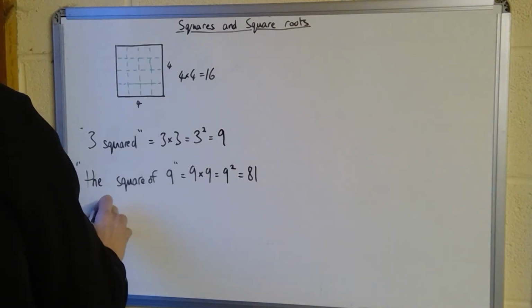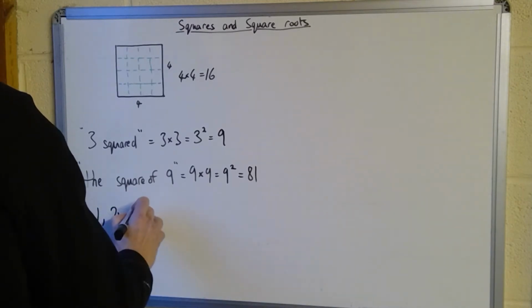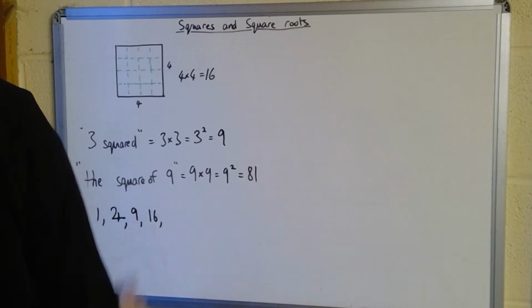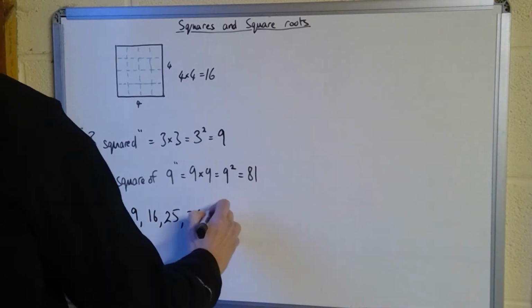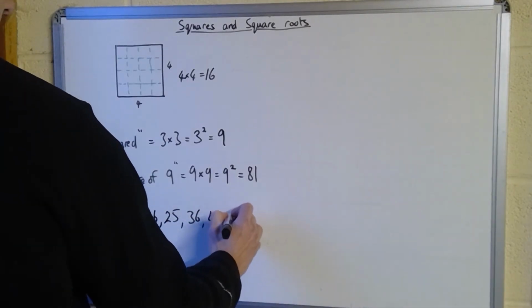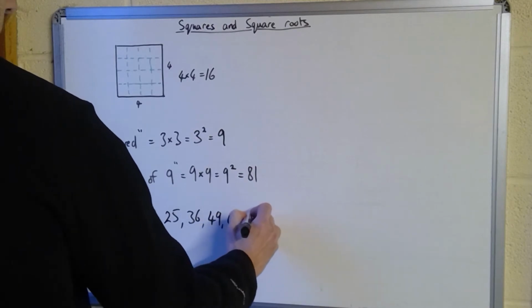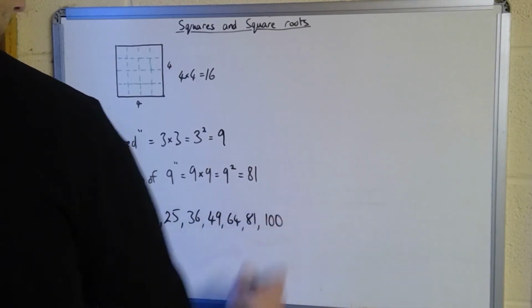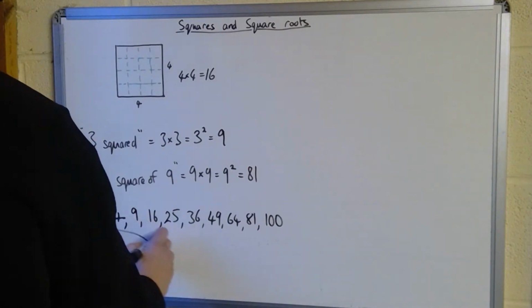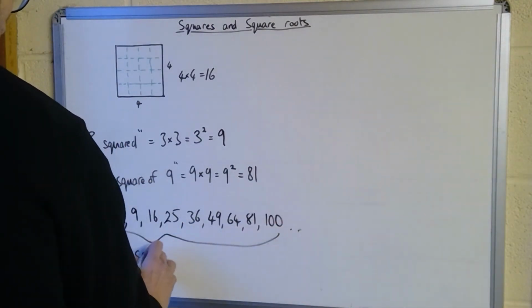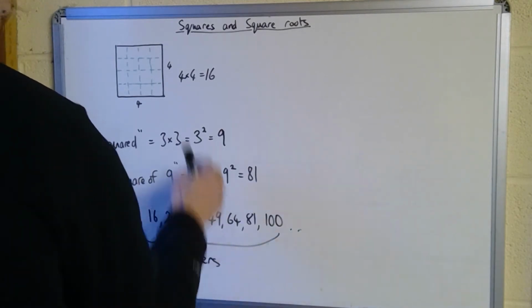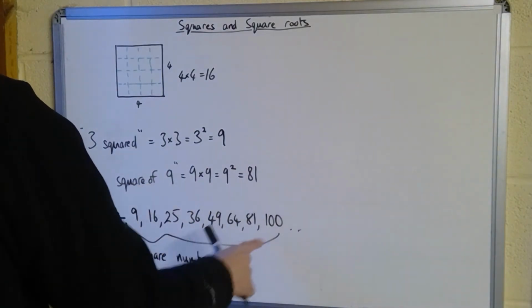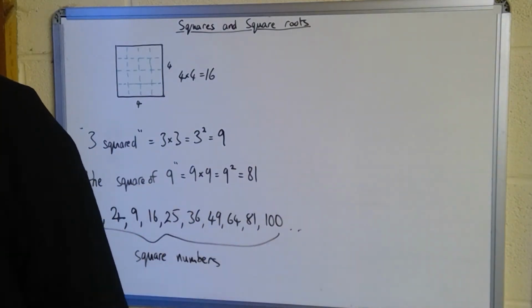And so the first 10 square numbers would be 1 times 1 is 1, 2 times 2 is 4, 3 times 3 is 9, 4 times 4, 16, 5 squared is 25, 6 squared is 36, 7 squared is 49, 8 squared 64, 9 squared 81, 10 squared 100, and these are what we call the square numbers. They keep going on. We can keep going for as long as we want to. These are really useful. They come up all the time. So this is called squaring, or finding the square of, and square numbers, and sometimes abbreviated to just squares.